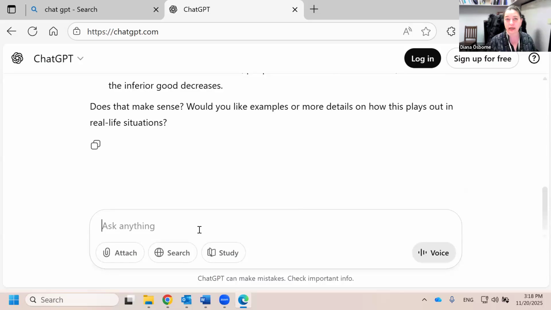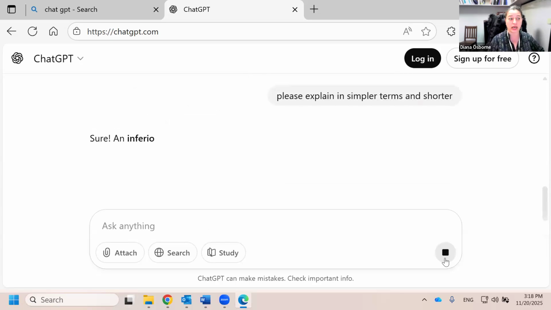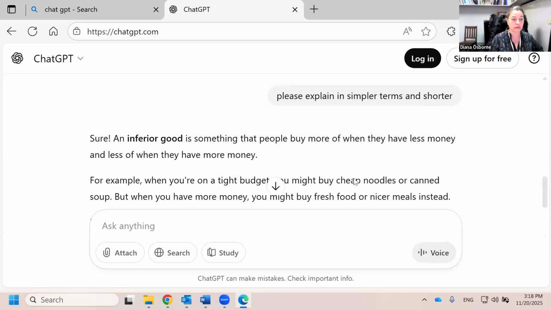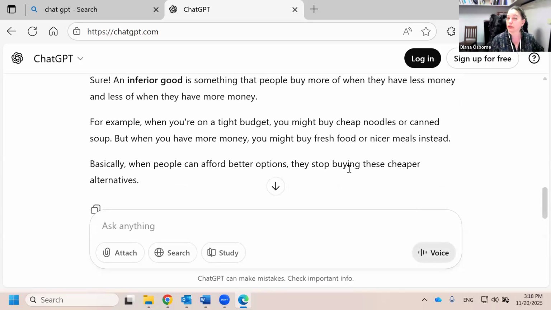Let's say you don't feel like reading that much. Please explain in simpler terms and shorter. See how it does with that. You get an explanation in simpler terms and shorter. Suit your own level of interest, suit your own ability to read, comprehend. You can go very deep and you can get very shallow with ChatGPT.